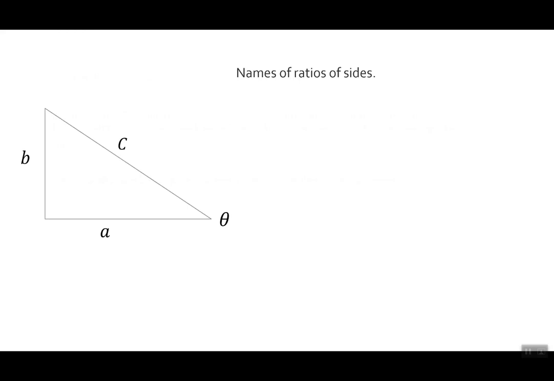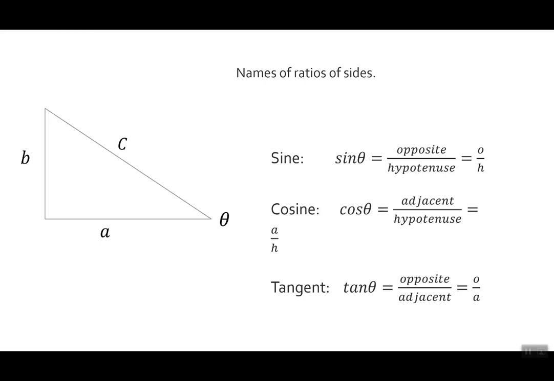So let's begin by looking at 3 names of ratios of sides. We will have sine, cosine, and tangent. We have abbreviations for each of them. Sine, we abbreviate as SIN. Cosine, we abbreviate as COS. And tangent abbreviates to TAN.